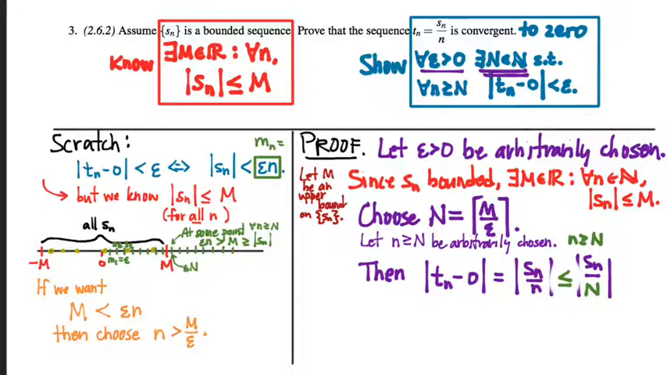But then what do we know about capital N? We know it's greater than m over epsilon. And so if in the denominator I replace n by m over epsilon, then again I know that I have something which is less than.